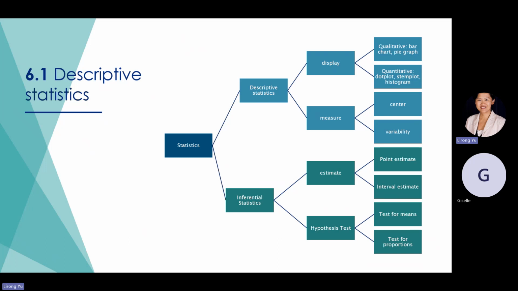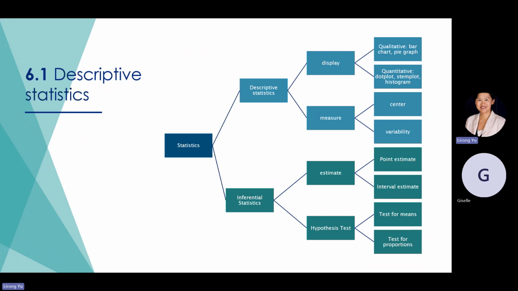If you want to display the data visually, you have to think about what kind of data you have. For qualitative data, we normally use bar graphs or pie charts. For quantitative data, you can use a dot plot, stem plot, or histogram. These are some of the common ways to display data. You have to look at what kind of data you have to determine the right way to display it. As for measures, there are more than two, but I'm putting two of the main ones.